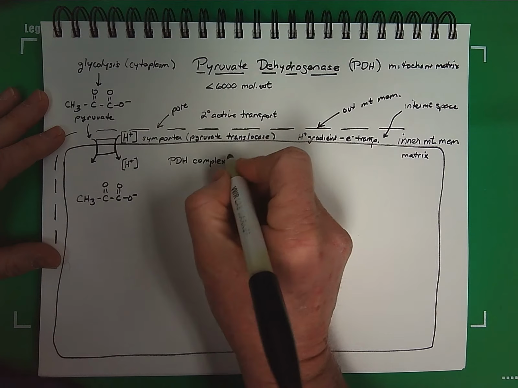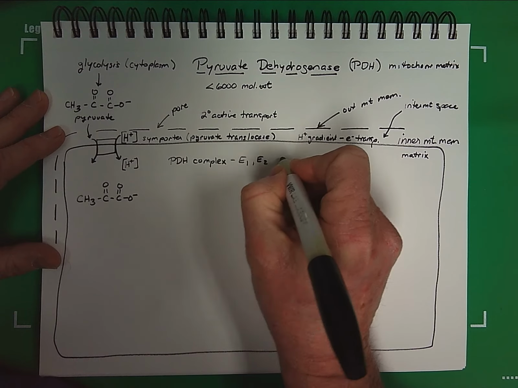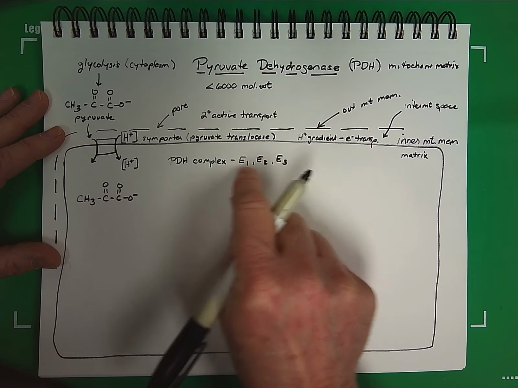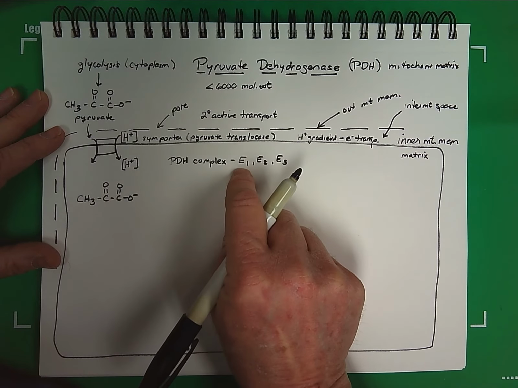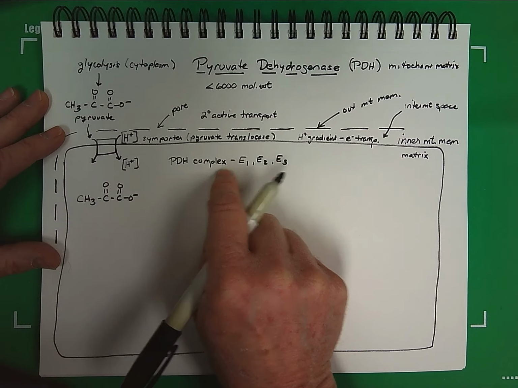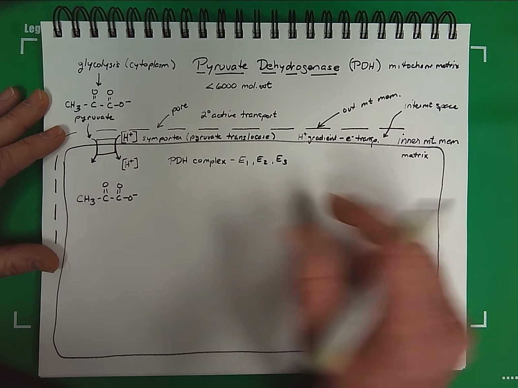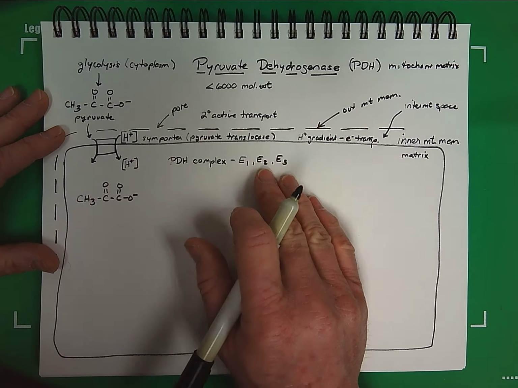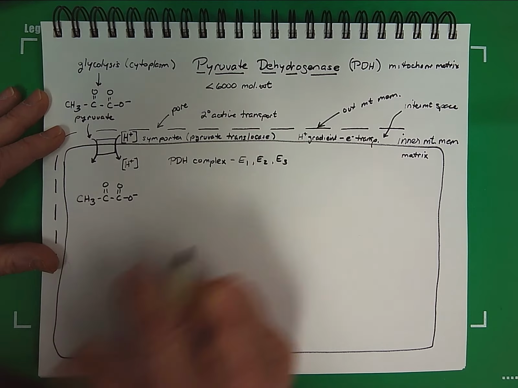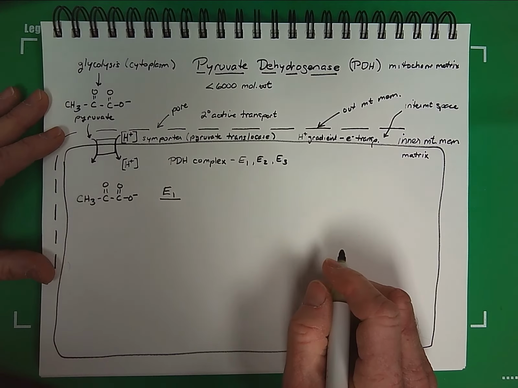The primary enzymes are categorized as E1, E2, and E3. And each one of these components that form the complex is represented in multiple copies. So the PDH complex has multiple copies of each one of these subunits. Now, each one of these subunits is going to perform a specific reaction with the pyruvate in order to process this to acetyl-CoA. So let's look first at the first enzyme in the complex, E1.